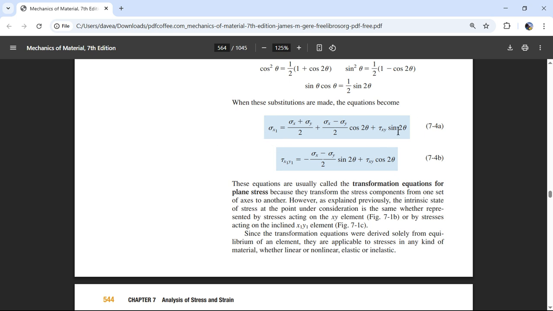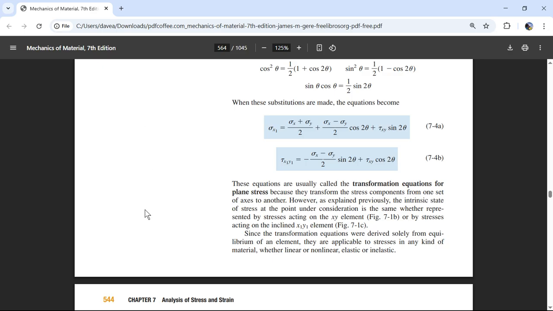Because if I just threw in a 0 here, sine of 0 is 0. And if I threw in a 90, 90 times 2 is 180. Sine of 180 is also 0. So it's hard to tell if this changes at all.